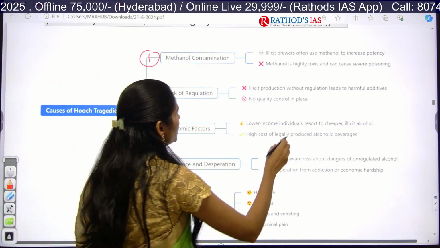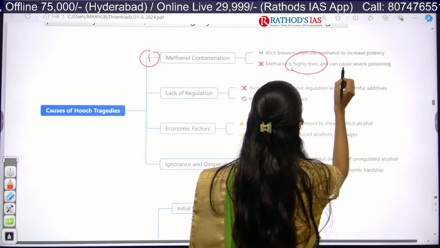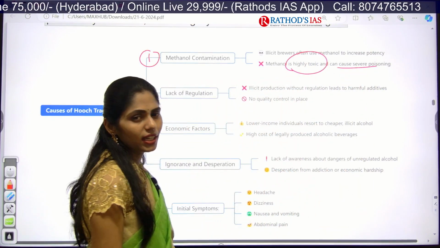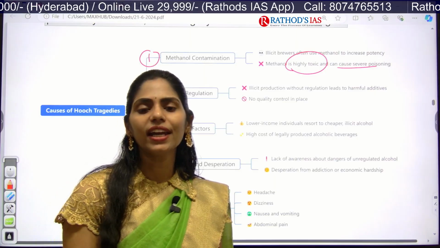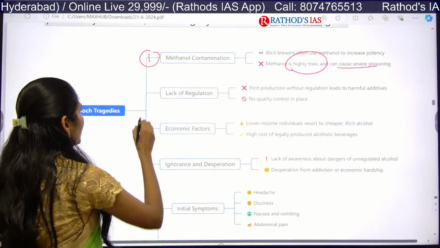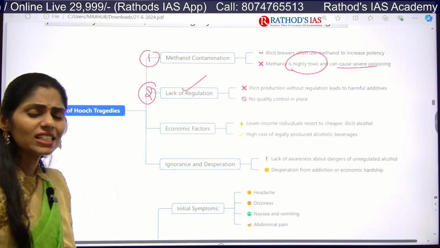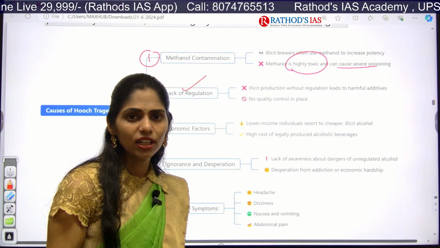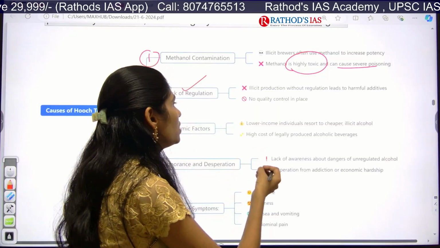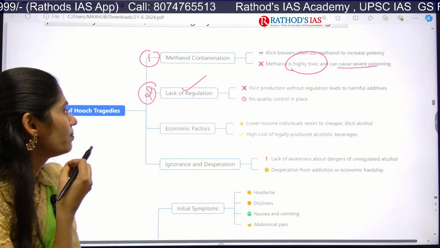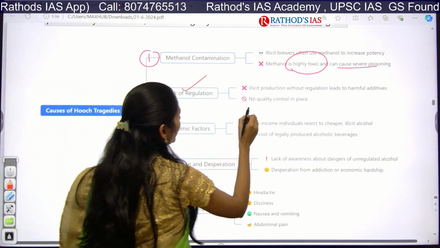And next, methanol is very toxic and it can cause severe poisoning. It will affect each and every organ in your body. And next one is the lack of proper regulation. This illegal production of native liquor or hooch is not properly regulated. And there is no quality control in place.